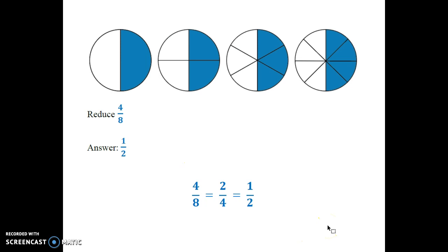So, this is the basic principle of reducing. This is what we're going to do. We're going to make something that is equal, but it looks a bit different. And let's practice.